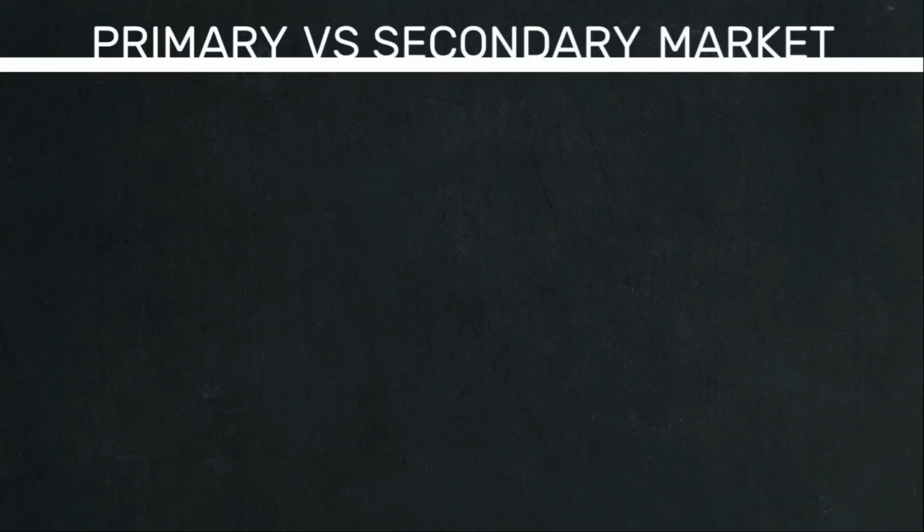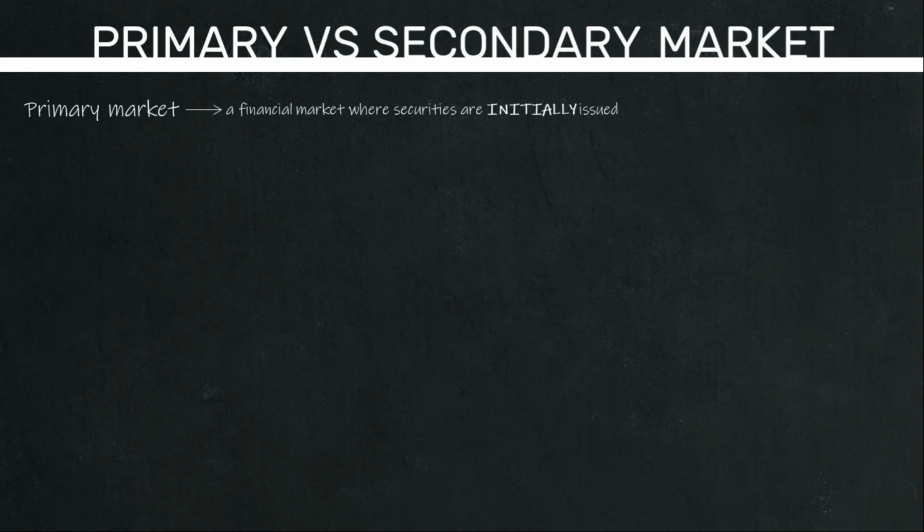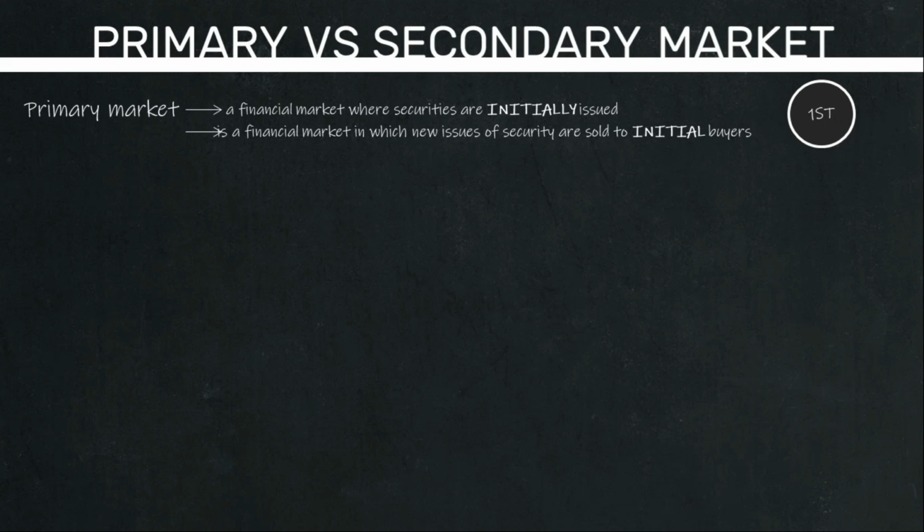Primary market versus secondary market. A primary market is a financial market where securities are initially issued. Another definition is, a primary market is a financial market in which new shares of security are sold to initial buyers. Key term, initial. In other words, a primary market is where new funds are raised. This is where it all begins.